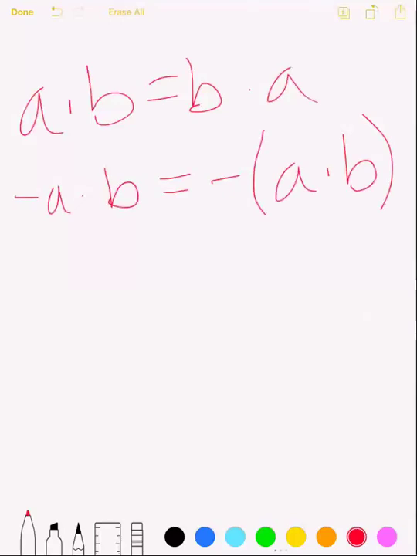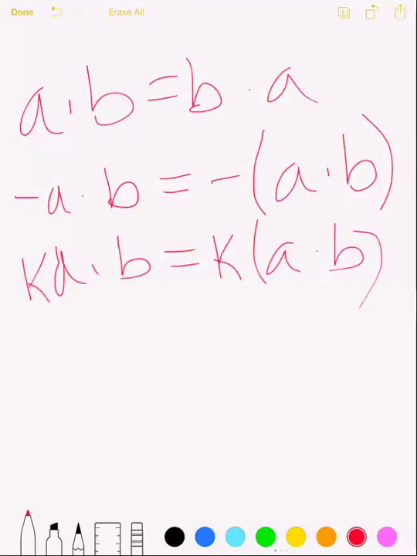Which, again, this one should make sense, because negative 3 times 4 is negative 12, and 3 times 4 times the negative is still negative 12. Another one, the same way that you have a negative out in the front, if you have some other constant K times A dot B, is the same thing as K distributed to A dot B.